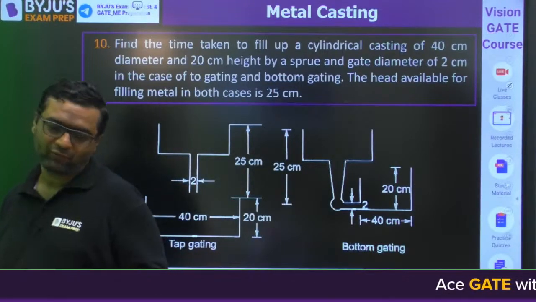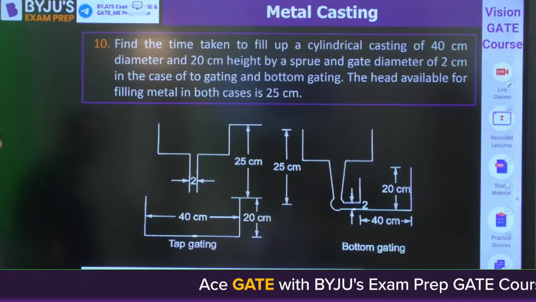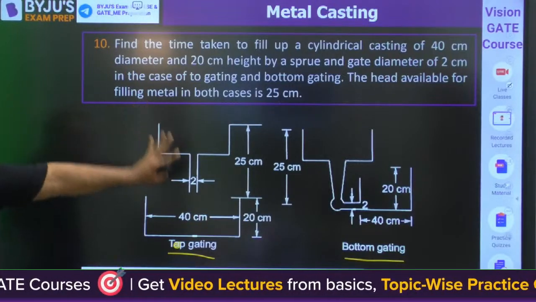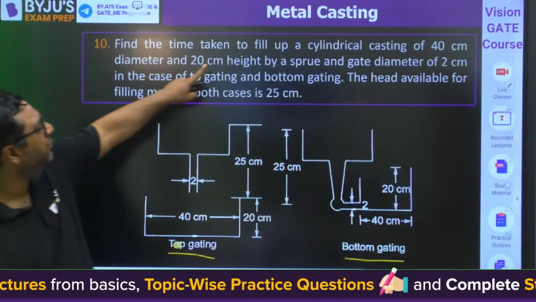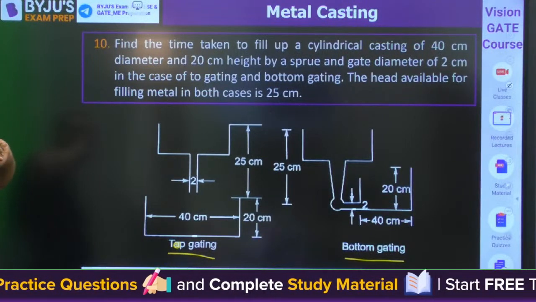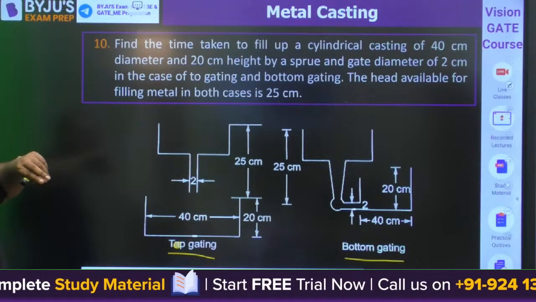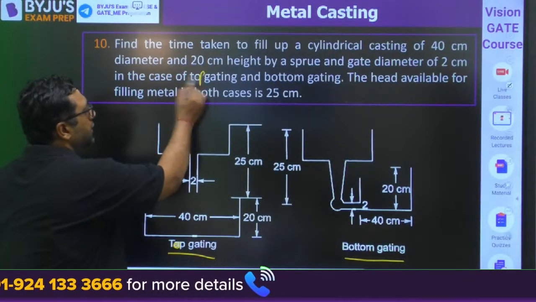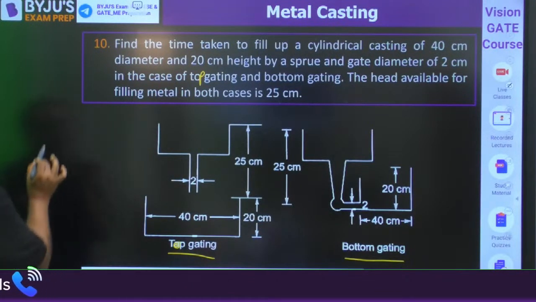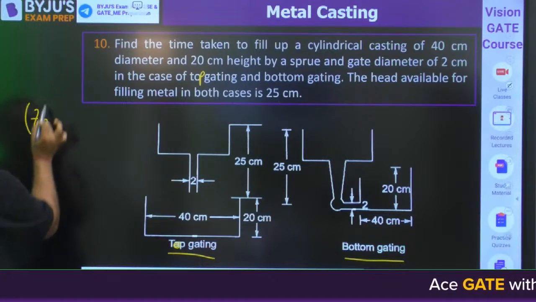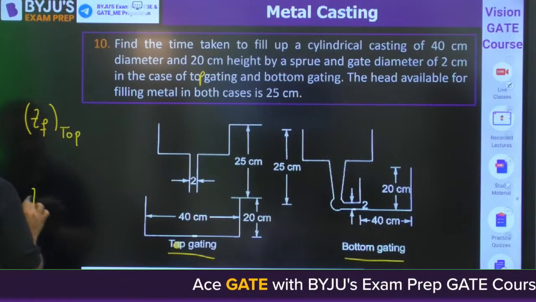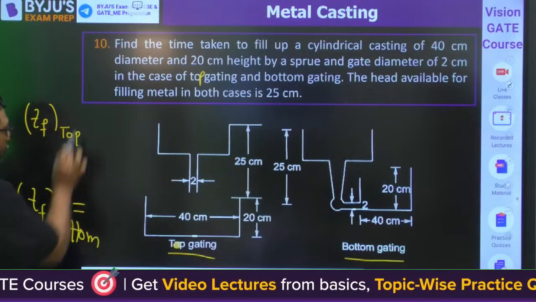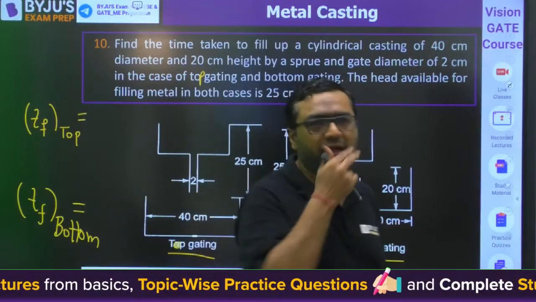This is a wonderful question. This is a question where you are given the top gating system and bottom gating system. Dimensions are mentioned in front of you. Find the time taken to fill up a cylindrical casting of 40 centimeter diameter and 20 centimeter height by a sprue and gate diameter 2 centimeter in the case of top and bottom gating. The head available for filling molten metal is 25. You need to find out the time required for top gating system and time required by bottom gating system. So I feel everybody would be knowing the formulas for both. As I said, we are covering all the things.